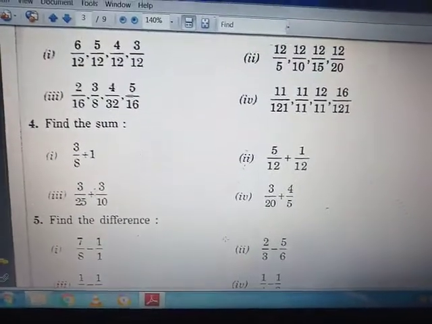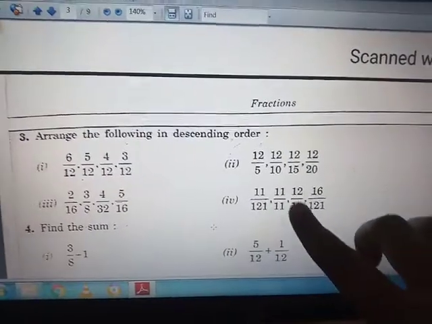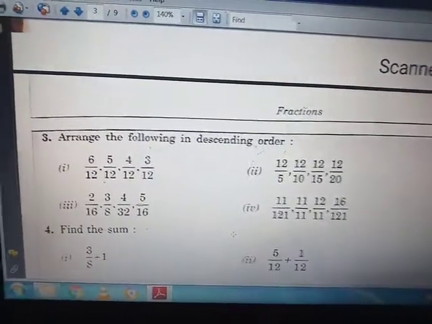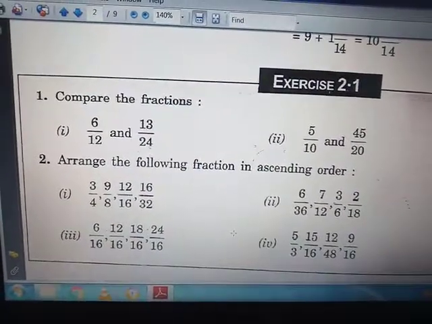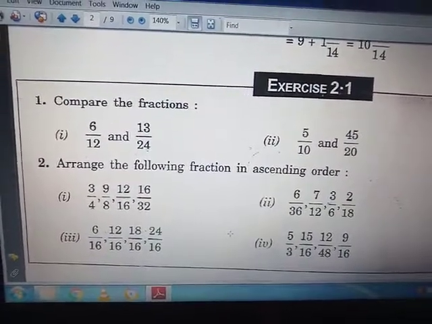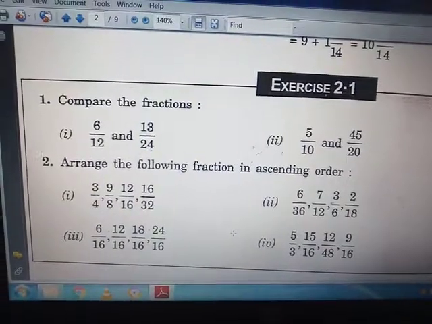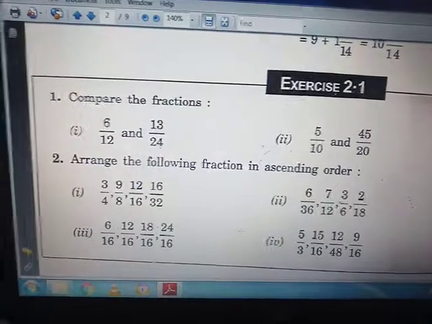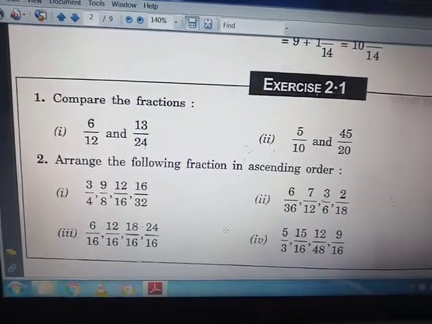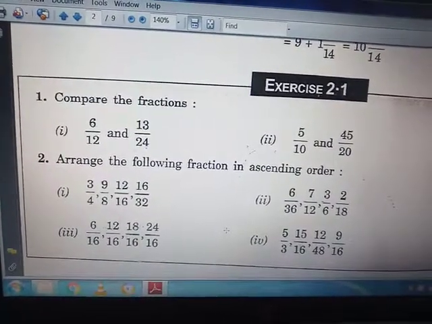Your assignment is question number 3. Pause the video, take the screenshot, and also questions number 1 and 2. Okay, this is your homework. Pause the video, take the screenshot. You have to make a separate copy for this and do all these questions in that copy.